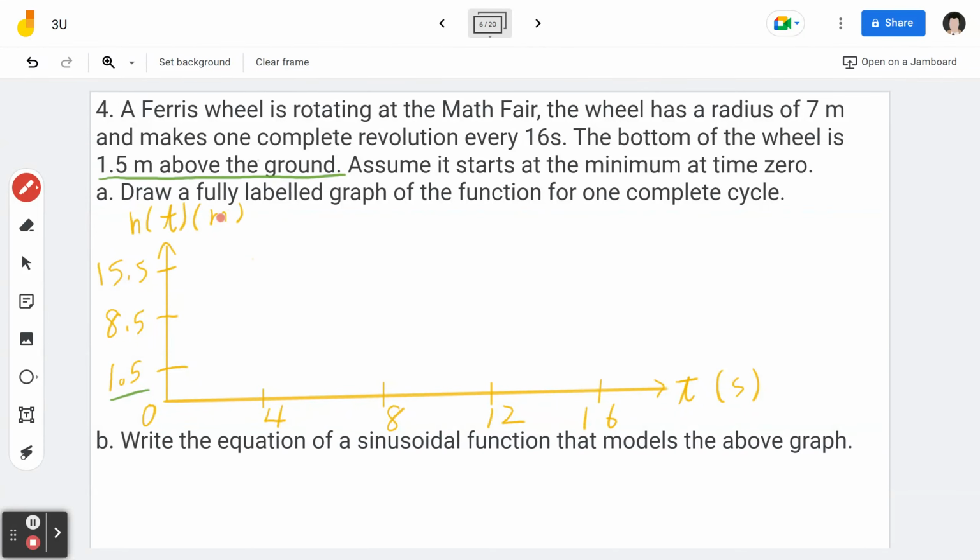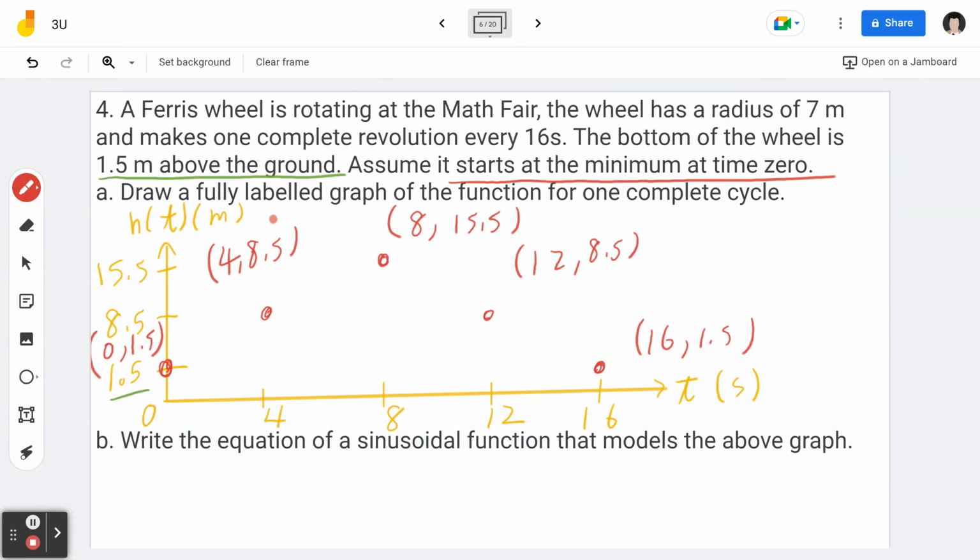I'm going to go back. Remember, you're starting at a minimum, so you start right there. If you start at the minimum, you're going to stop at a minimum. Again, think about the safety reason. If they get on at 1.5 meters, you're going to come off at 1.5 meters. The maximum is going to be right there. So again, we'll label this 8, 15.5. That's really 16, 1.5. This is 0, 1.5. And you can see the other points are going to be right there. So that's 12 and 8.5, and that's 4 and 8.5.